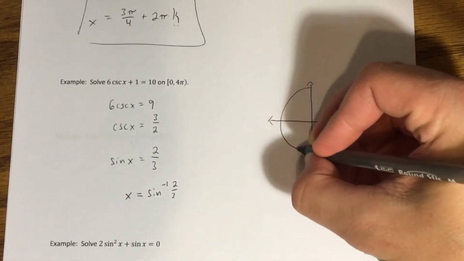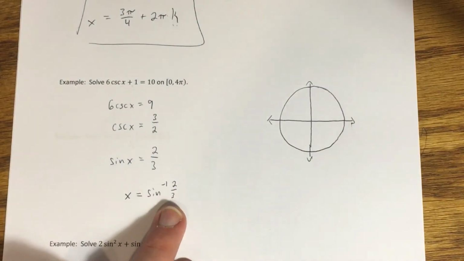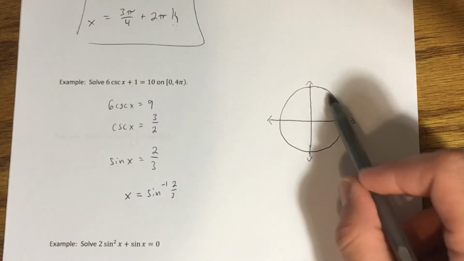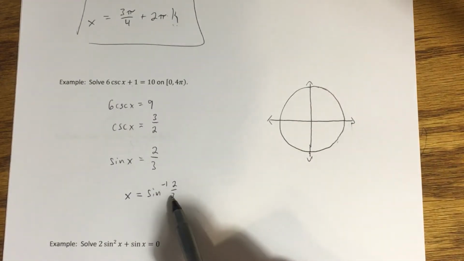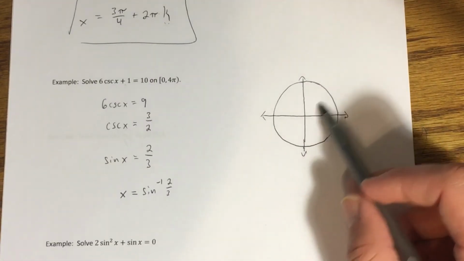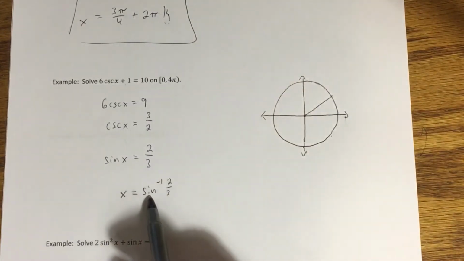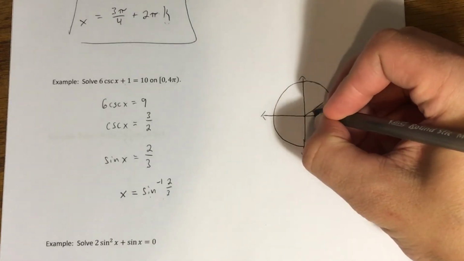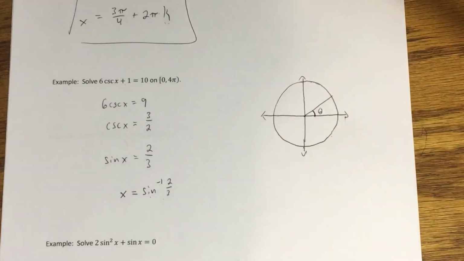If this is my unit circle, first of all, I'm taking the inverse sine of a positive number. And the inverse sine function only gives me solutions between -pi/2 and +pi/2. And if it's a positive number that I'm taking the inverse sine of, that must mean I'm looking at an angle in the first quadrant. So let's suppose that inverse sine of 2/3 is this angle right here. Okay? Let me call that theta for a moment.